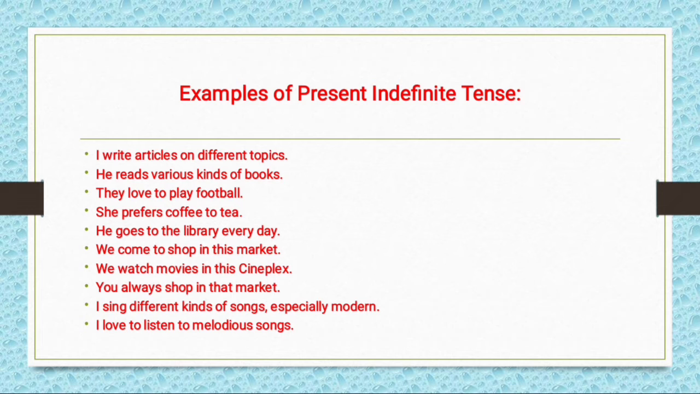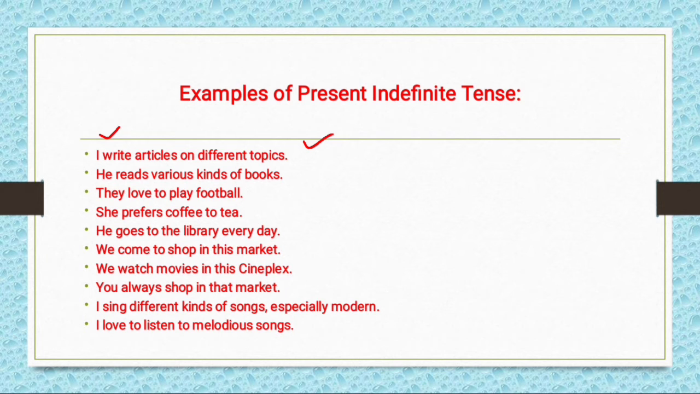Examples of present indefinite tense. The first sentence is, I write articles on different topics. Now, I is what? I is first person. Write is a verb, but we don't use s, es, or is here. Why? Because I is first person. S, es, and is are just used with third person, not with first person or second person.